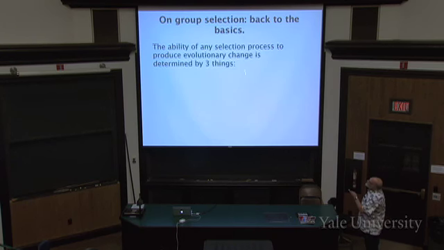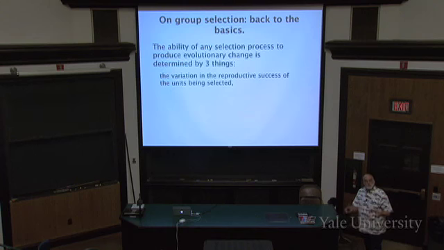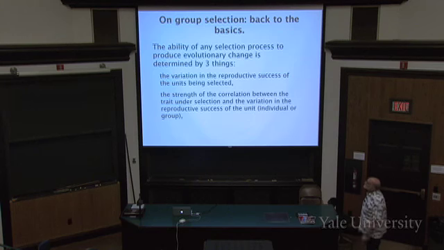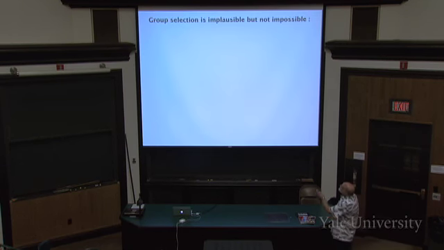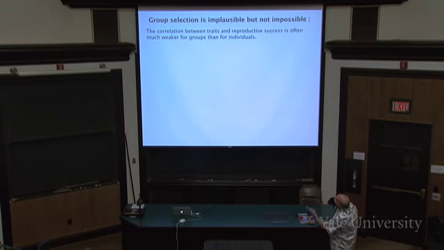So if there's any selection process going on, its ability to produce change is determined by how much variation in reproductive success there is among the things being selected, by the correlation between the trait under selection and the variation in the success of the unit, which would be in this case either an individual or a group, a whole population of red grouse, and the genetic variation of the trait among the units. Well, let's just step through all of those conditions.